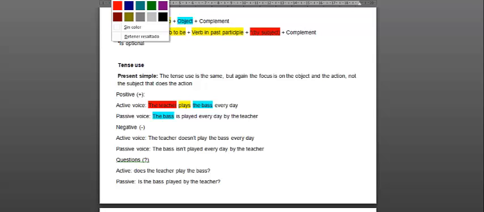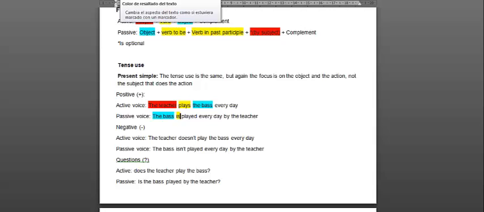As I told you, the verb to be is the one that receives the tense change in present simple, right? So in this case it's is because it's the bass, right? The bass, if it's in plural, for example, the bases. If we say the bases, in this case it would not be is, but it would be are, right? The bases are played, but in this case because it's singular, so the bass is played every day by the teacher, right?